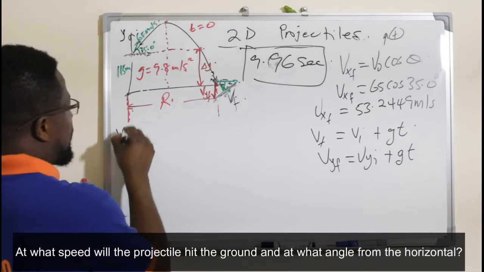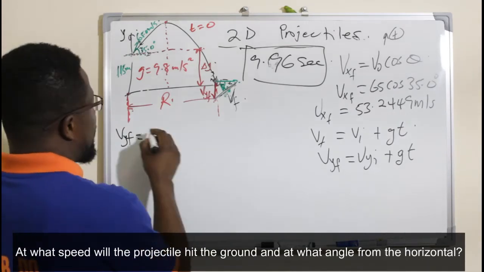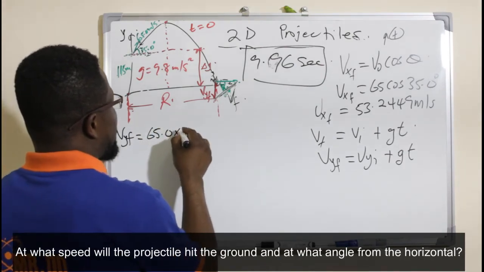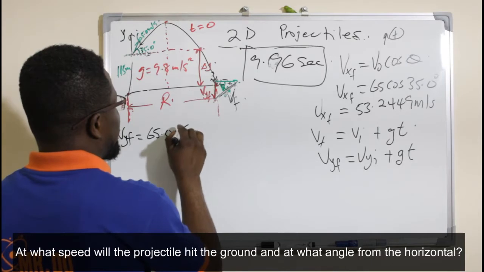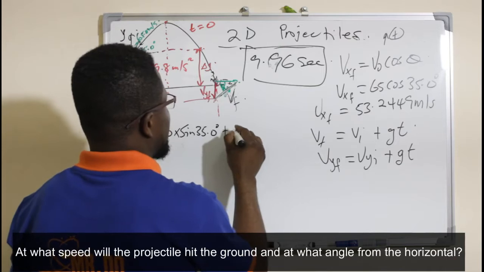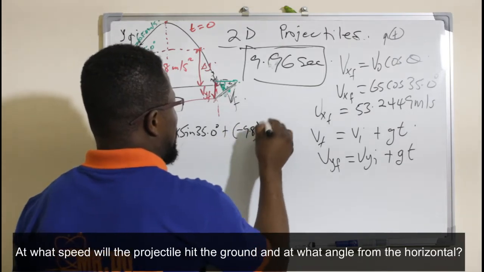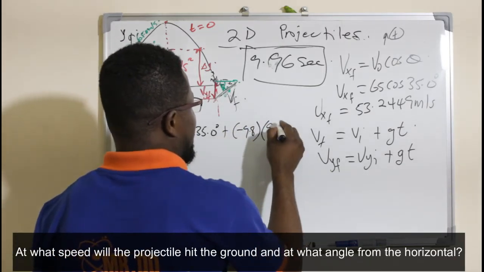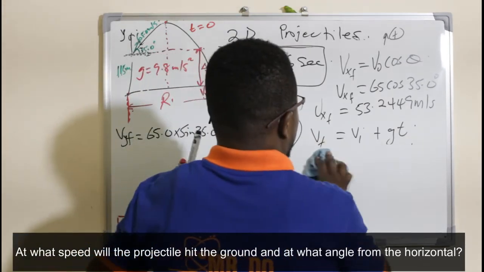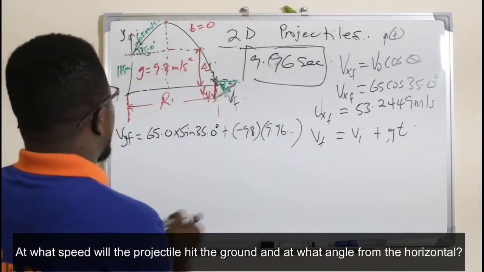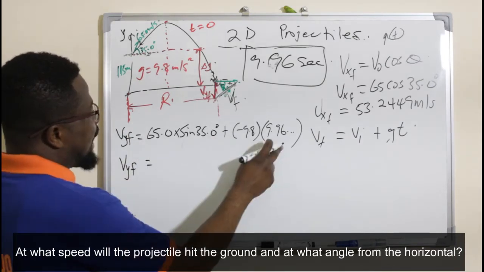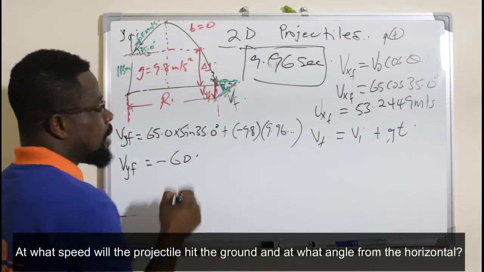me come here. VYF is equal to, what we have is 65.0 multiplied by sine 35.0 degrees, okay, plus negative 9.8, and then we multiply it by the time, it is 9.96, okay, put the full values there. Right, and once we do that and we multiply all these together, we are going to have a negative value, and that is negative 60 point what?